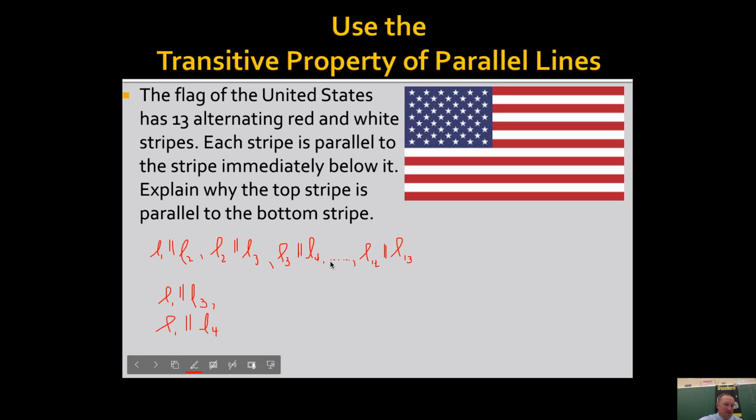Now this next statement here says line 4 is parallel to line 5. So line 1 is parallel to line 5, and so on and so forth. You're going to use that transitive property of parallel lines a whole bunch of times until you get to, we'll just put a bunch of dots here, line 1. I'm not going to be able to write it. I'll write it over here. Line 1 is parallel to line 13.